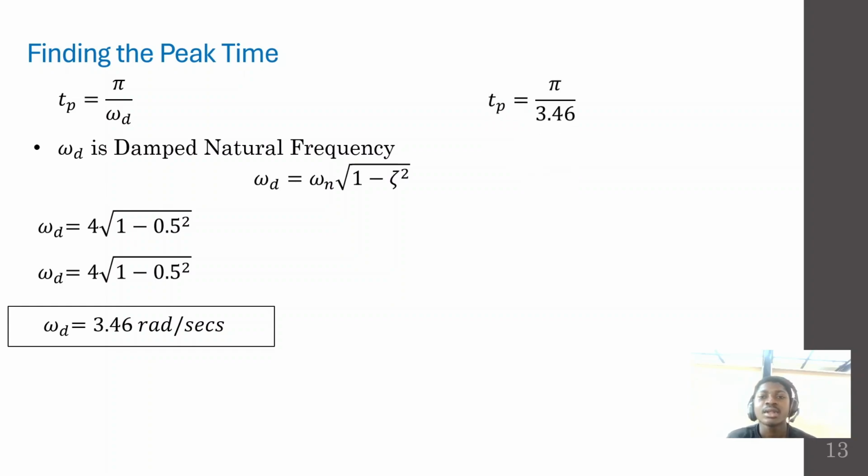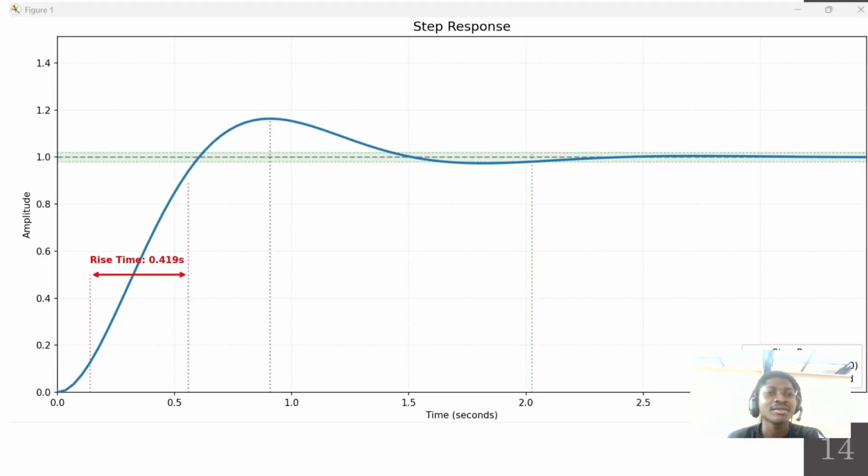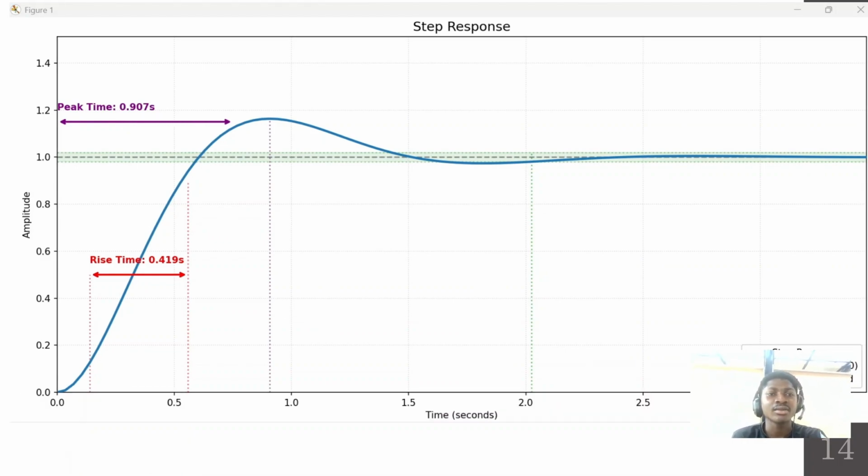Now, knowing the value for the damped natural frequency, we calculate the peak time, which is pi over 0.46, and the peak time is equal to 0.907 seconds. And this is how we find the peak time. Now running the Python simulation for the peak time of the system, we also had 0.907 seconds for the peak time. So that's it. Thank you.